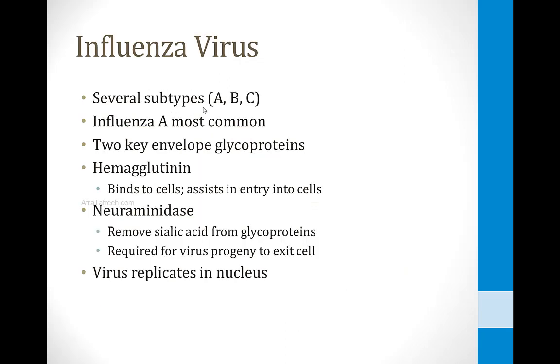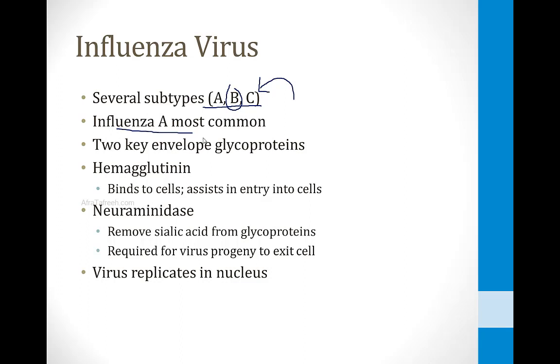Influenza has several subtypes, either A, B, or C. Influenza A is the most common, and influenza A is the type that causes major worldwide outbreaks and pandemics. We'll talk more about that in a minute. Influenza B can cause outbreaks, and influenza C usually causes a milder disease and doesn't cause outbreaks.